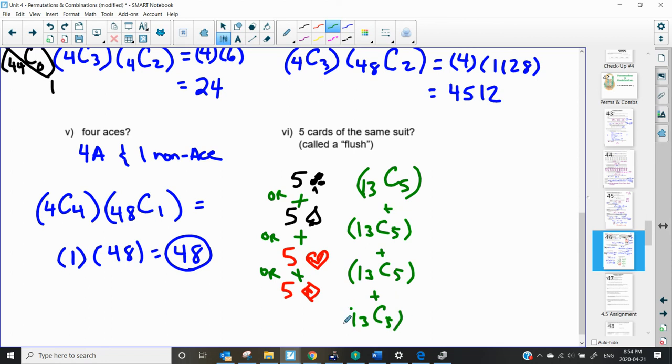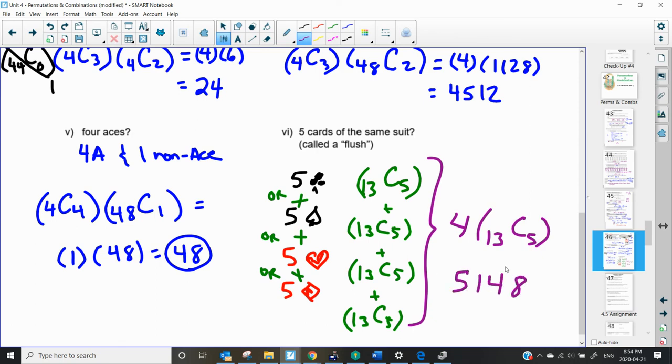And I don't know about you, but that looks like a lot to type into my calculator. So we could also shorthand this and write it as 4 times 13 choose 5. And that gives us 5,148.